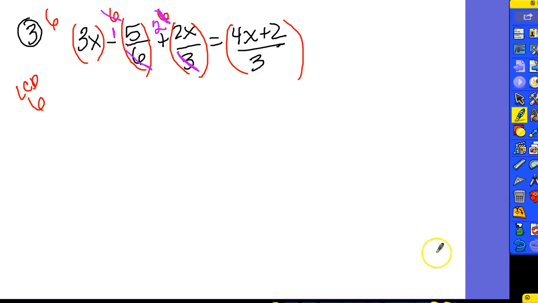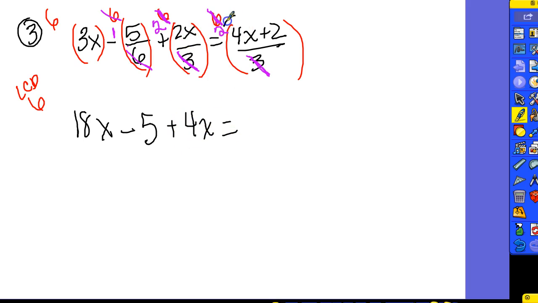Oh, and hang on a second. I've got to put the 6 over here. Okay. And then 3 goes into 6 2 times. So now I'm going to distribute: 18x minus 1 times 5 is 5, plus 2 times 2x is 4x, equals, and I'm going to distribute, 8x plus 4, and it's a much friendlier form of that equation.